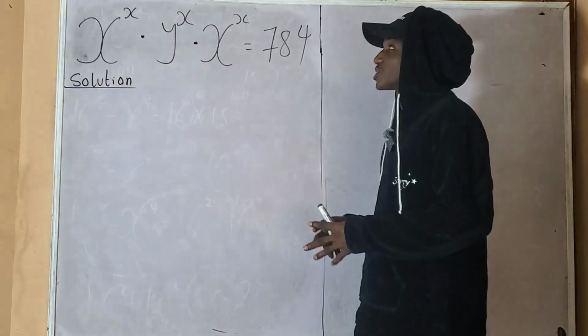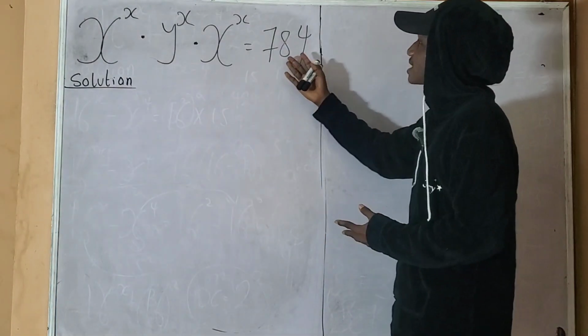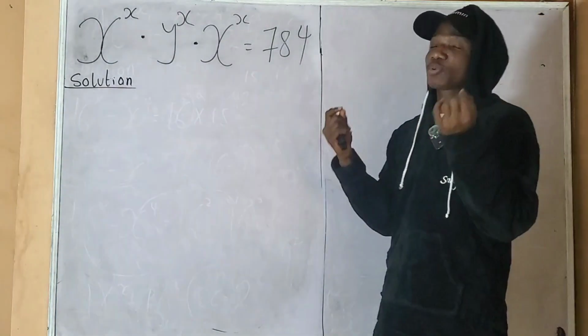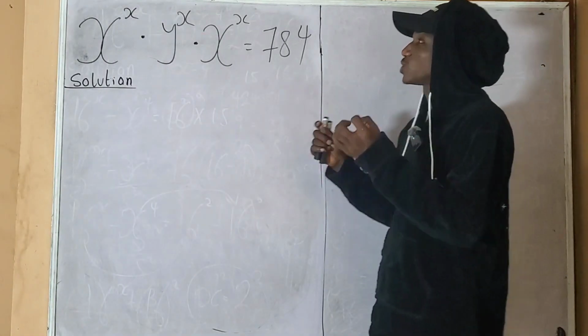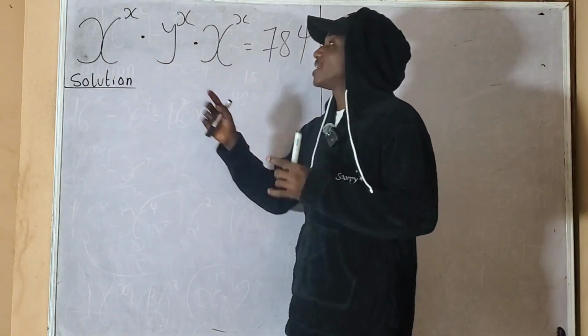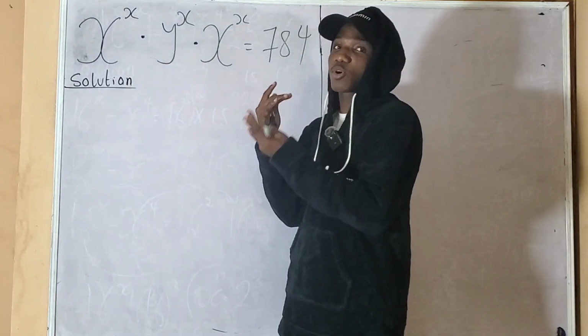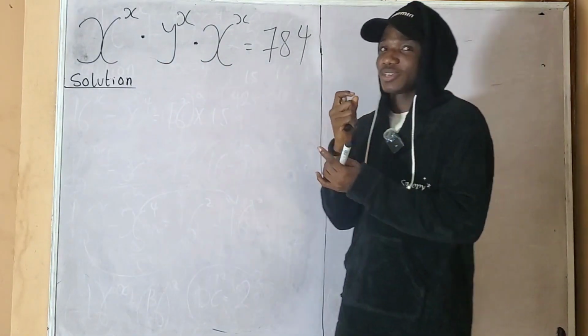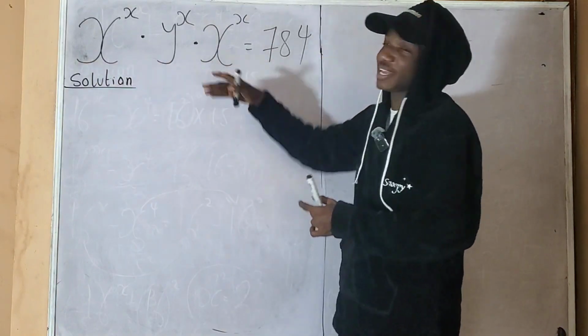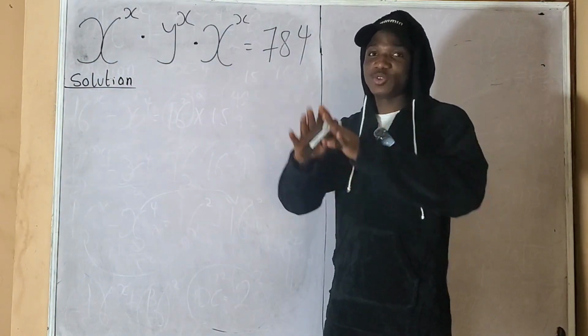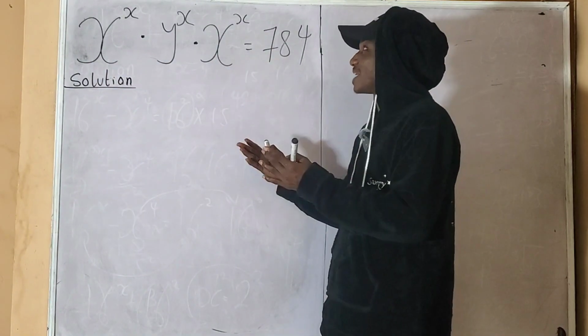If you want to solve this question, you must be able to express 784 as a product of two numbers. Are you getting it? Such that when you raise each of them, you must have a reflection of what you have at the left hand side. And then you compare, then you obtain the value of x and y.